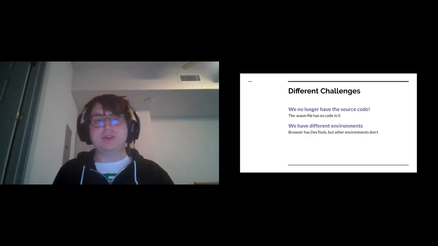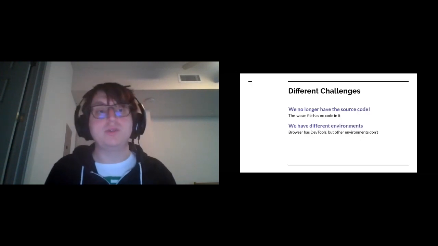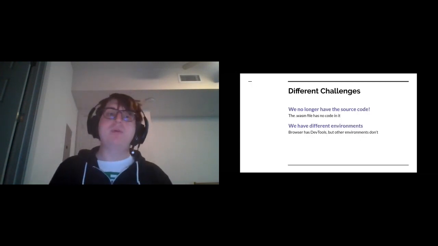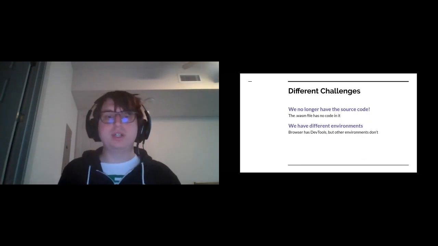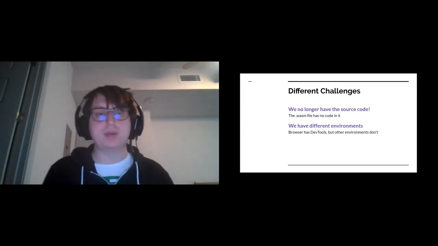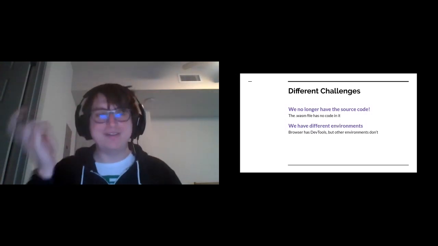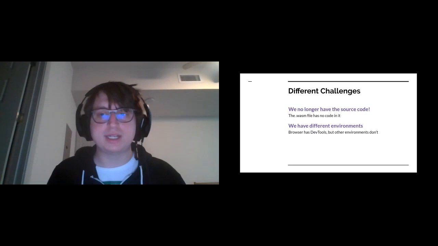We mentioned earlier that we don't have the source code. The WASM file does not store the source code of our program at all, and we've sort of lost that in translation. But when we do our debugging, we probably don't want to look at the actual output. We want to look at the source code of the language that we wrote it in. So that's also a problem. And as I mentioned before, we have different environments. Browsers have different dev tools, or don't have dev tools, or capital D, capital T, Dev Tools, right? It's only going to make sense in the context of the browser.